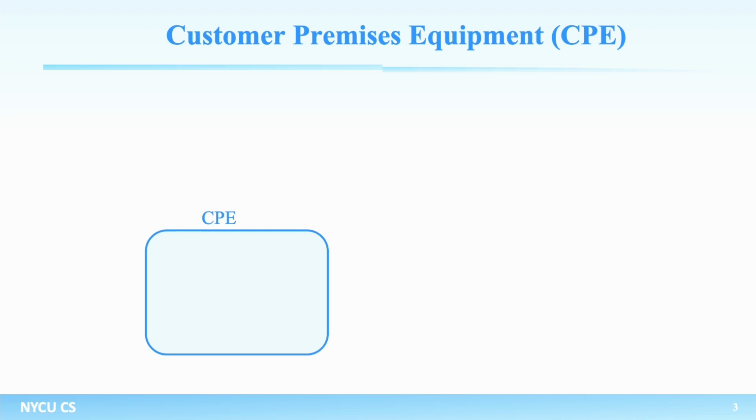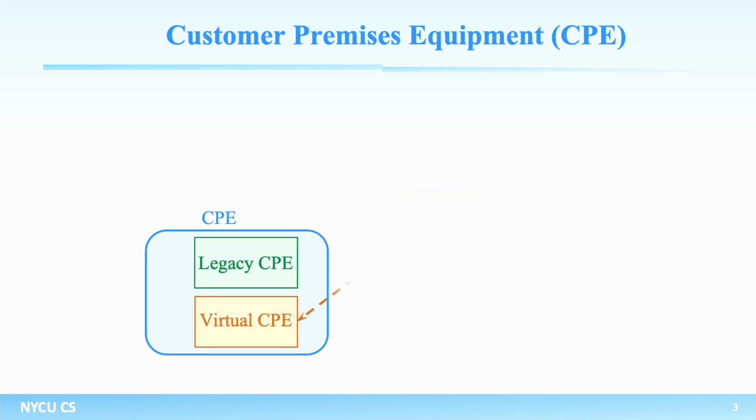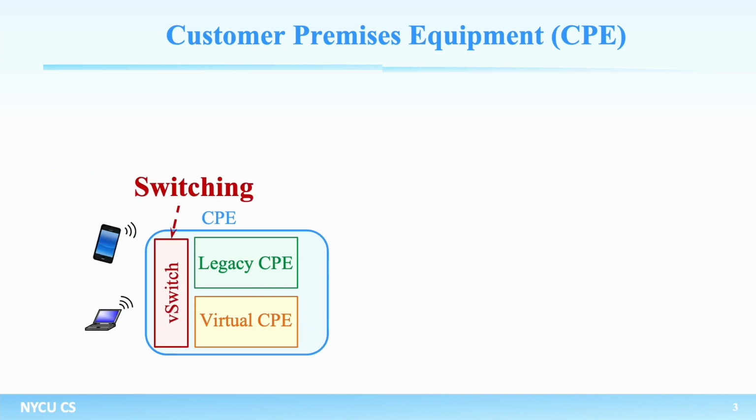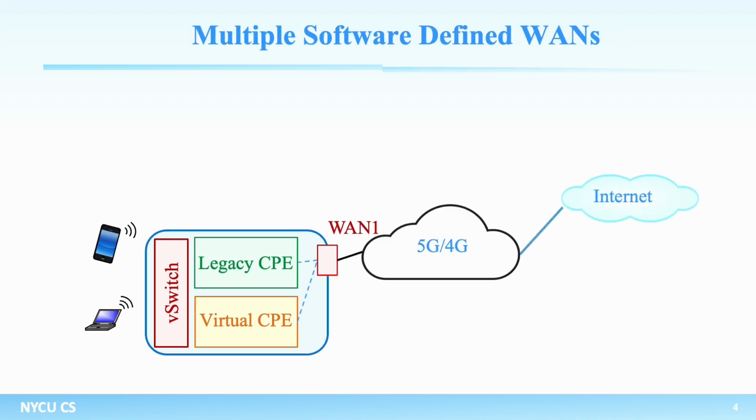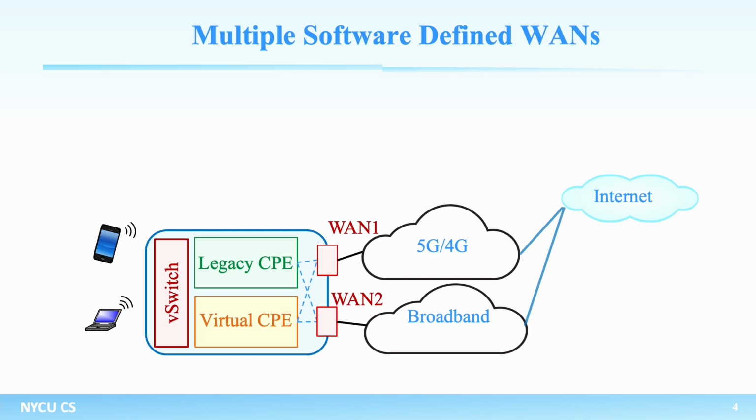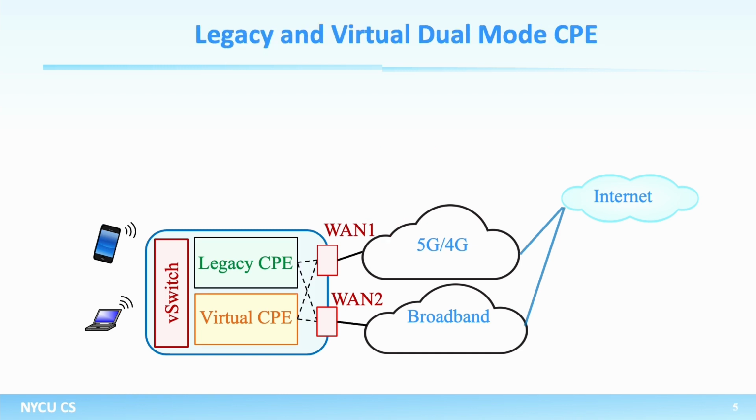Each CPE, which stands for Customer Premises Equipment in this video, is dual mode, so there are two internet connection modes, Legacy CPE and the Virtual CPE. In response to a home device's chosen mode, we use a virtual switch to control the home device's data transmission across the internet. In multiple software-defined WAN, a CPE can access the internet through many ways such as cellular access or broadband. Therefore, you may choose one among all which fits the most to your situation.